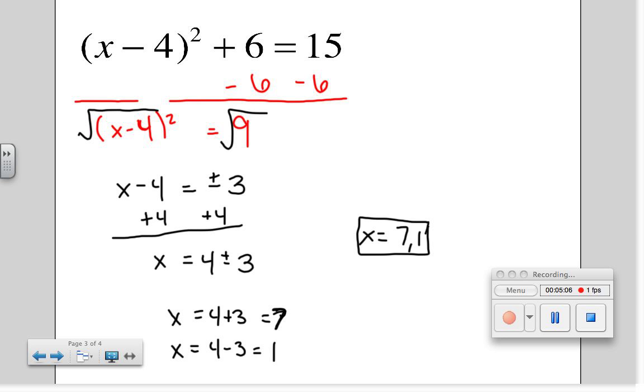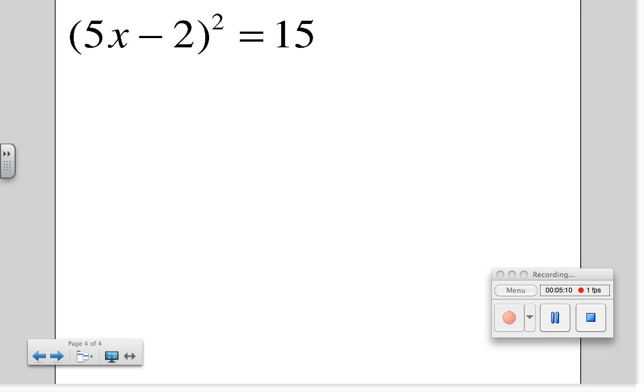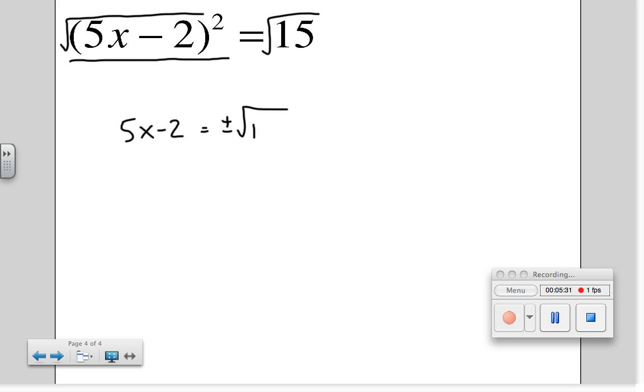Good job. The next one is the last one that we're going to cover for this portion of the tutorial. We've got something squared already, but we don't have anything to add, so we're not going to have to subtract anything first. So square root both sides. And we've got 5x minus 2 equals plus or minus the square root of 15.